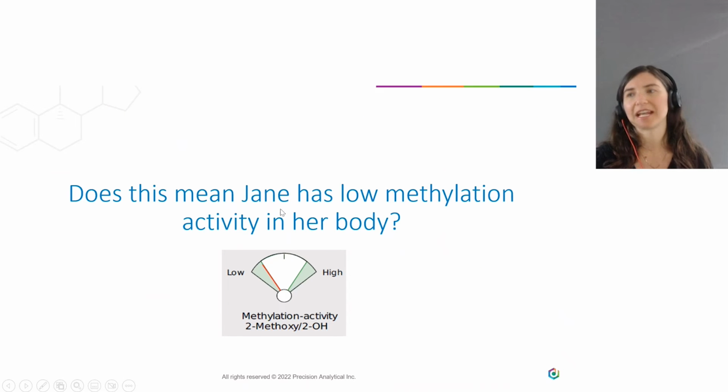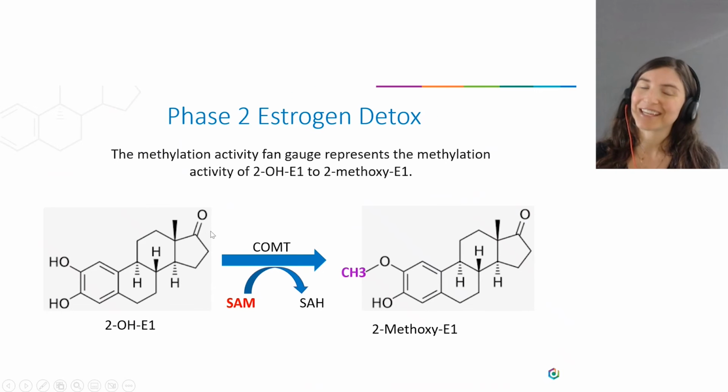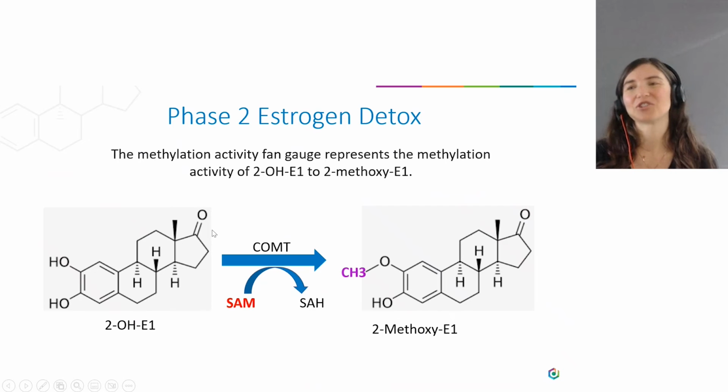So does this mean that Jane has low methylation activity in her entire body? Not necessarily, but it can give us an idea of methylation activity in the body. So remember, this little fan gauge here is based off of just 2 estrogen metabolites in the urine. So it can give us an idea of methylation activity in the body, but there's other things we can do, which we're going to talk about, to try to understand the entire methylation activity in the body.